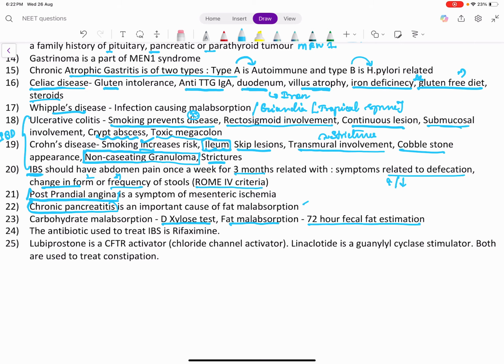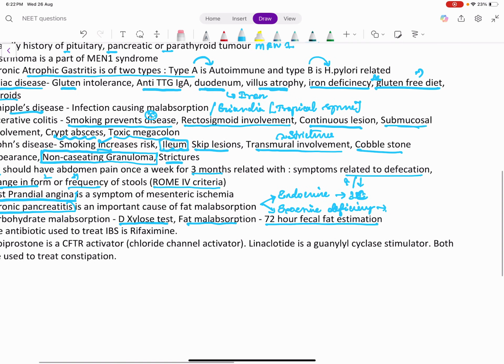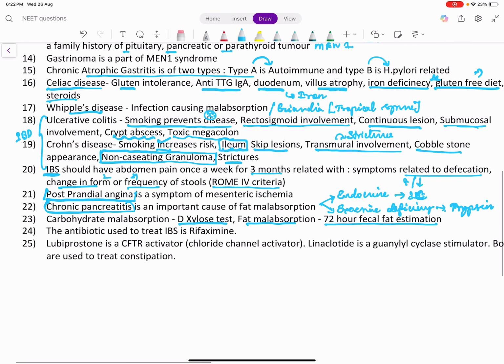pancreatitis. Chronic pancreatitis causes two important diseases. One, it can cause type 3C diabetes due to endocrine deficiency, and it causes exocrine deficiency where chymotrypsin is deficient, so it causes fat malabsorption.